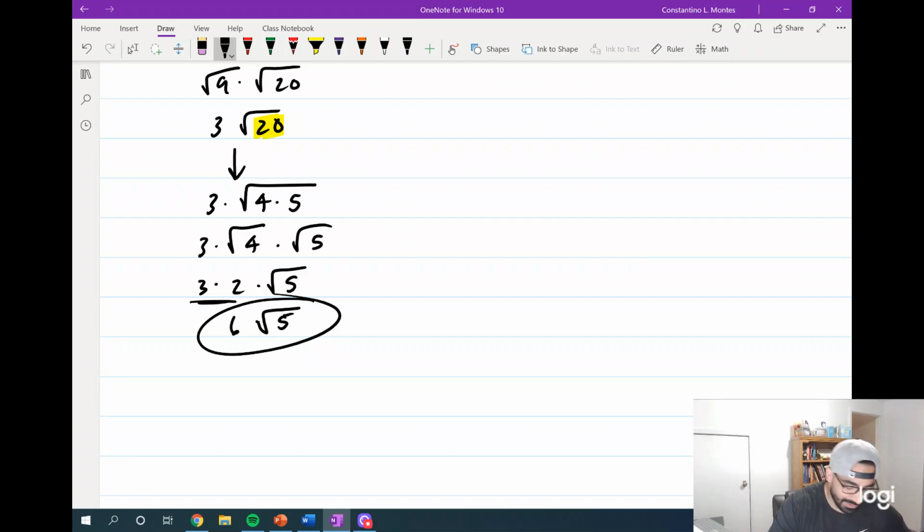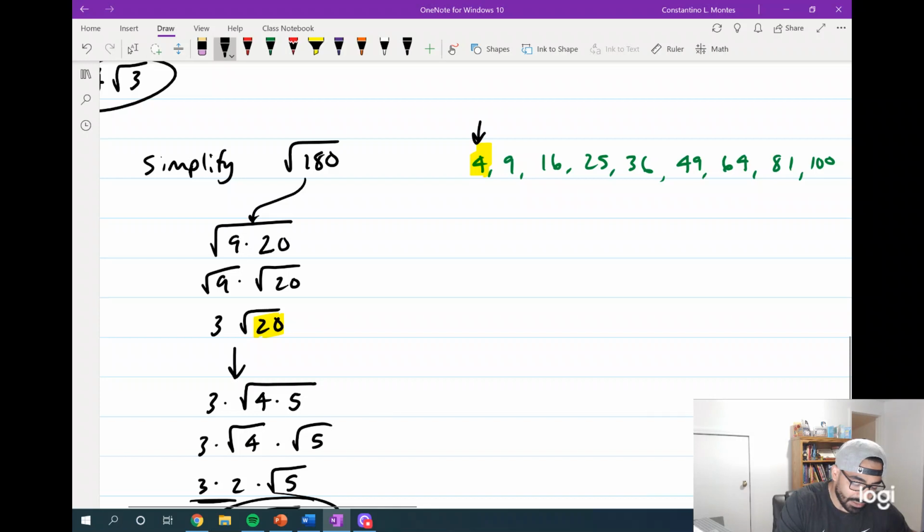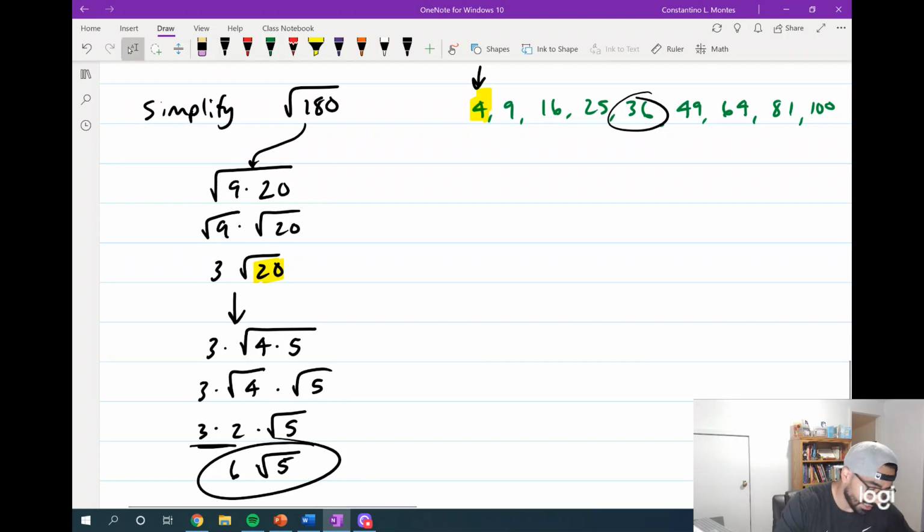Now, here's the cool thing is I ended up with 6, right? 6 squared is 36. So I could have actually used that number at the very beginning. I just didn't see it. And that's okay if that happens. No worries. Sometimes we take the long way just because that's the one we see first. Okay? So anyways, that's it.